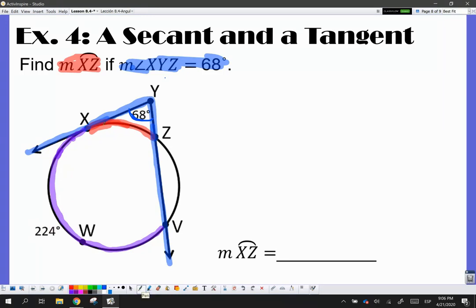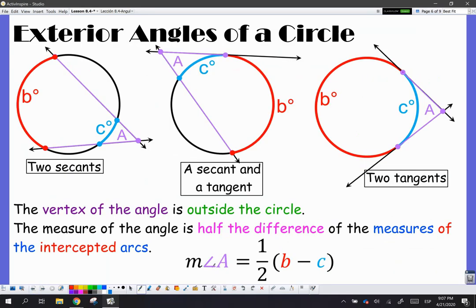Again, I'm looking for the measure of arc XZ. Let's call that one K, just so that I don't have to keep writing measure of arc XZ in my equation. So let's set up our equation. First, I'm going to write it out the way that we have it in our formula here.